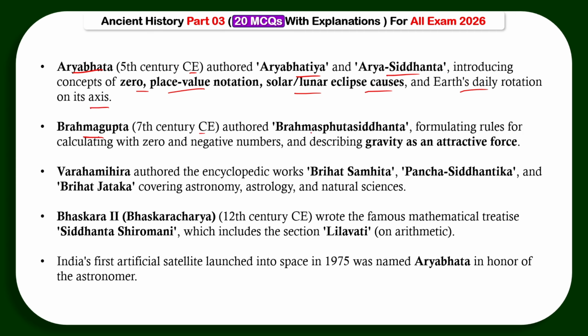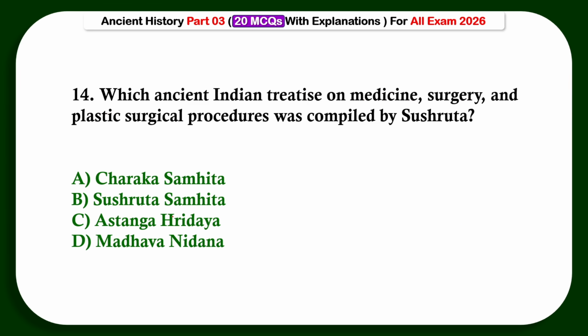Brahmagupta in the 7th century CE authored Brahmasphuta Siddhanta, formulating rules for calculating with zero and negative numbers and describing gravity as an attractive force. Varahamihira authored the encyclopedic works Brihat Samhita, Pancha Siddhantika, and Brihat Jataka, covering astronomy, astrology, and natural sciences. Bhaskara II, Bhaskaracharya, 12th century CE, wrote the famous mathematical treatise Siddhanta Shiromani, which includes the section Lilavati on arithmetic. India's first artificial satellite, launched into space in 1975, was named Aryabhatta in honor of the astronomer.